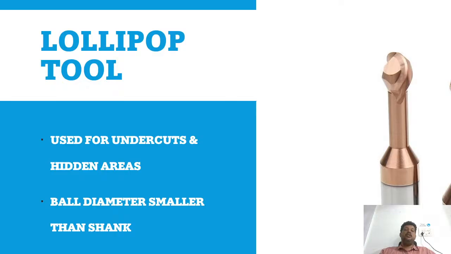Because of this reduced neck and the smaller ball, the tool gets more clearance and it can go inside and machine those hidden regions. That's why this tool is mainly used for undercuts, reverse profiles, complex 3D surfaces, etc. In simple words, this tool reaches where normal tools stop.